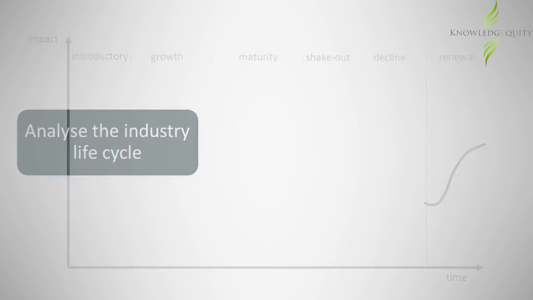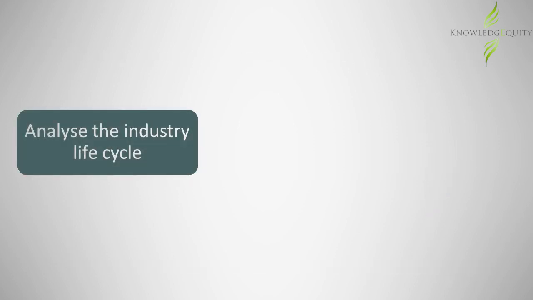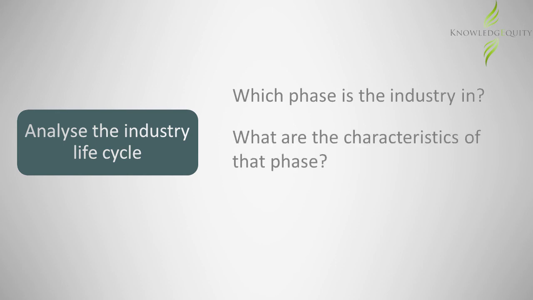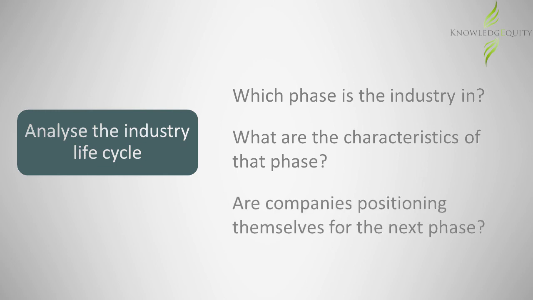An industry has a life cycle with a number of phases. An industry could be clearly in one phase or perhaps on the border of two. Industry life cycles are much longer than product life cycles and don't necessarily have a defined endpoint.